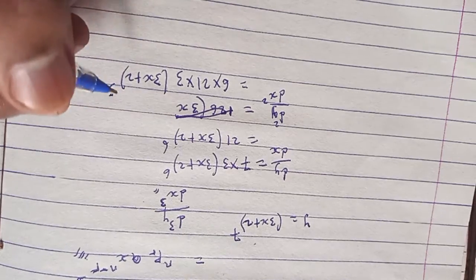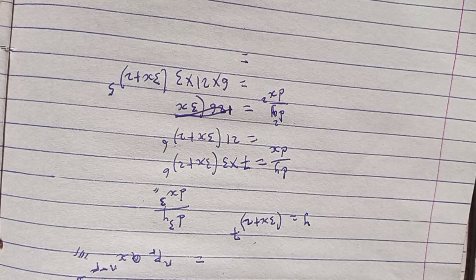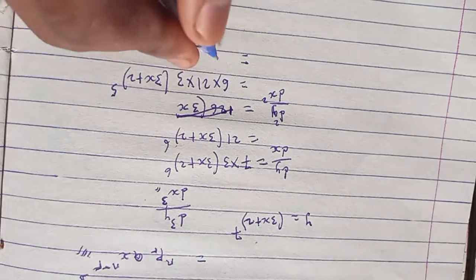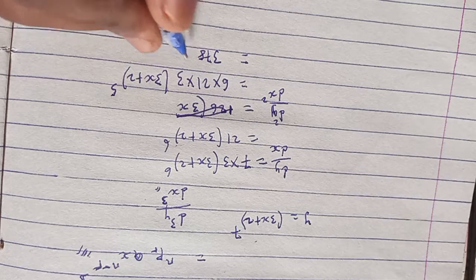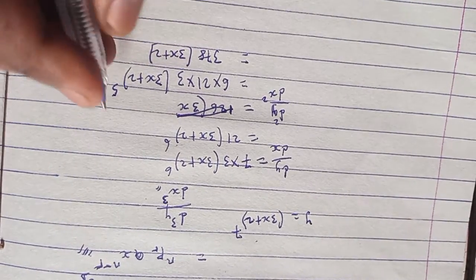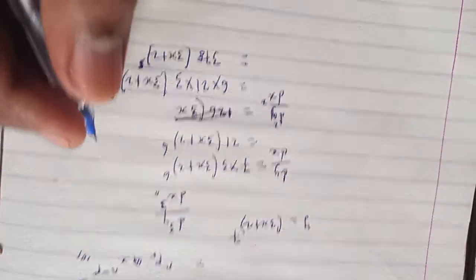5, guys. So we will have 6 times 21 times 3, 378, into bracket (3x + 2) power 5. Have you seen that, guys?